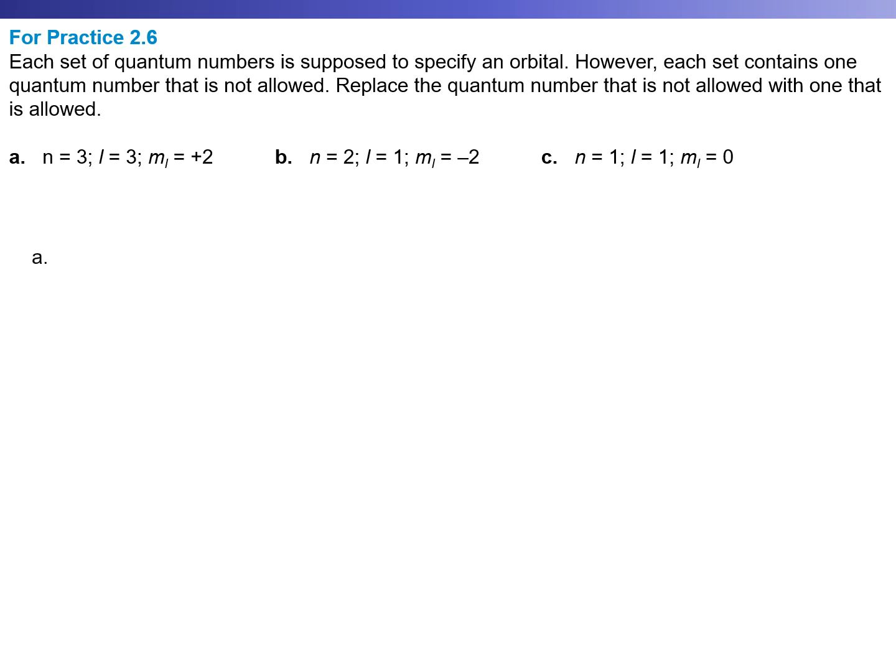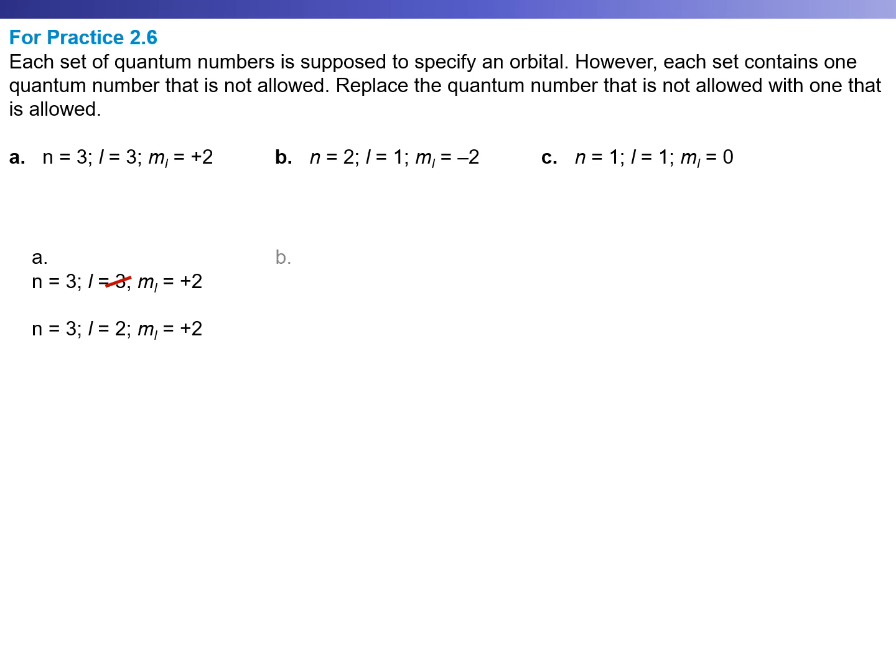So let's look at our first set, set A. Our principal is 3, our angular momentum is 3, and our magnetic number is +2. Well, I can tell you already that this is the issue right here, because the angular momentum is always supposed to be 1 less than the principal. That number cannot be 3, but it can be 2. So the correct answer would be principal 3, angular momentum 2, and magnetic number +2. The rest of those are adequate values.